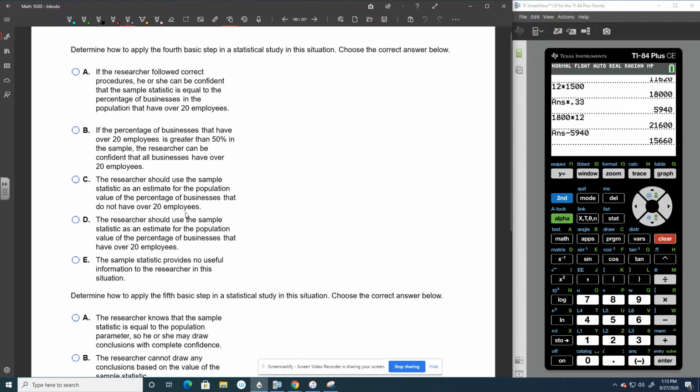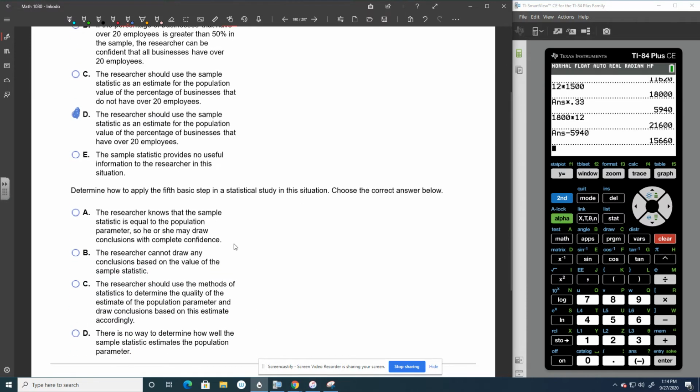As you read through these, D says the researcher should use the sample statistic as an estimate for the population value of all the businesses. Finding a certain percent doesn't guarantee anything. All that we can use is that sample statistic to make an estimate.